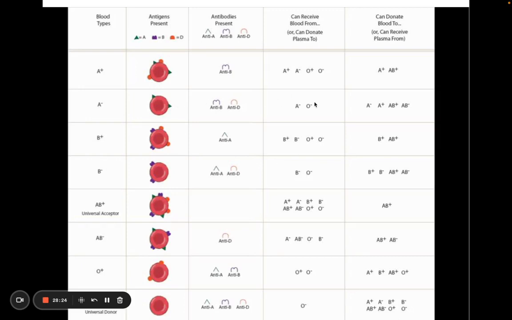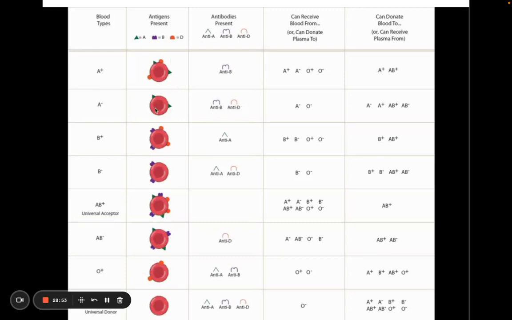Let's talk about A negative. So it's almost the same, but not quite. A negative has antibody B and antibody for RH, because it doesn't have antigen B or antigen RH, which is the anti-D. So we know that these two antibodies are present in the blood.